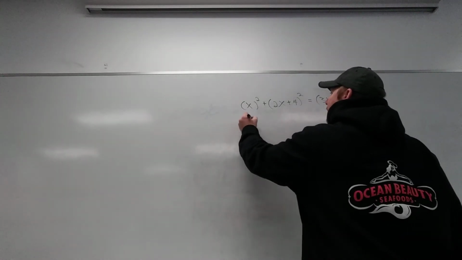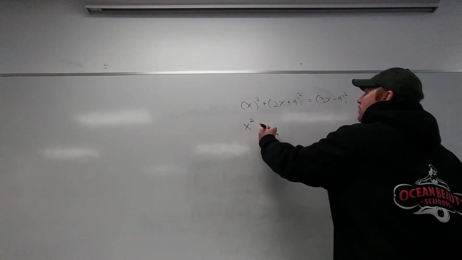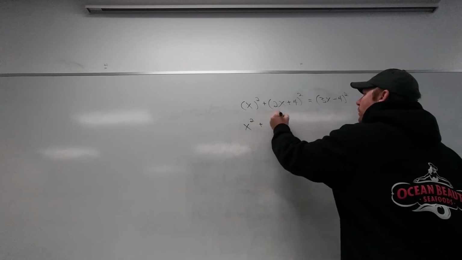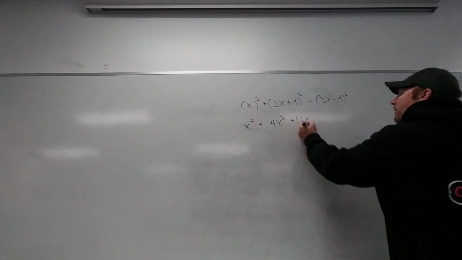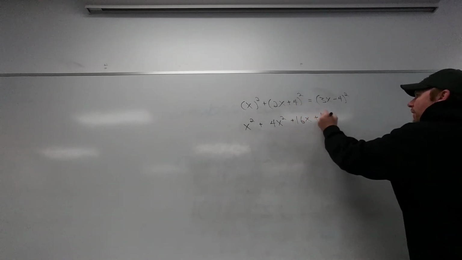Or you can FOIL the binomials times each other. I'm going to go ahead and use the shortcuts. First one squared is 4x squared. The product is 8x, but when you double it, it's 16x. And then the last number squared is 16.